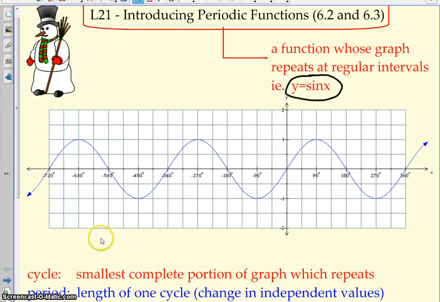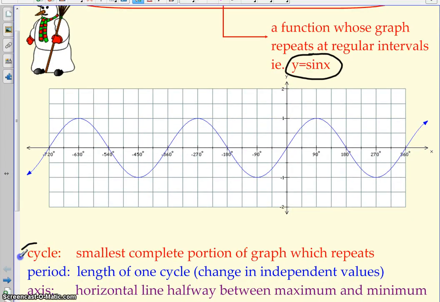So first off, when you have a graph that repeats, what you're looking for is different cycles. So a cycle is one complete portion of the graph. So what you're seeing here is several complete cycles. Let's just say we started here, we'd have one cycle going from here to here. Then it would start again, go another cycle from here to here, and so on and so forth. So a cycle is, again, the smallest complete portion of the graph which repeats. So let's say I started at the maximum value here at negative 630 degrees, and went to the maximum again, where it starts repeating. This right here would be considered one cycle.